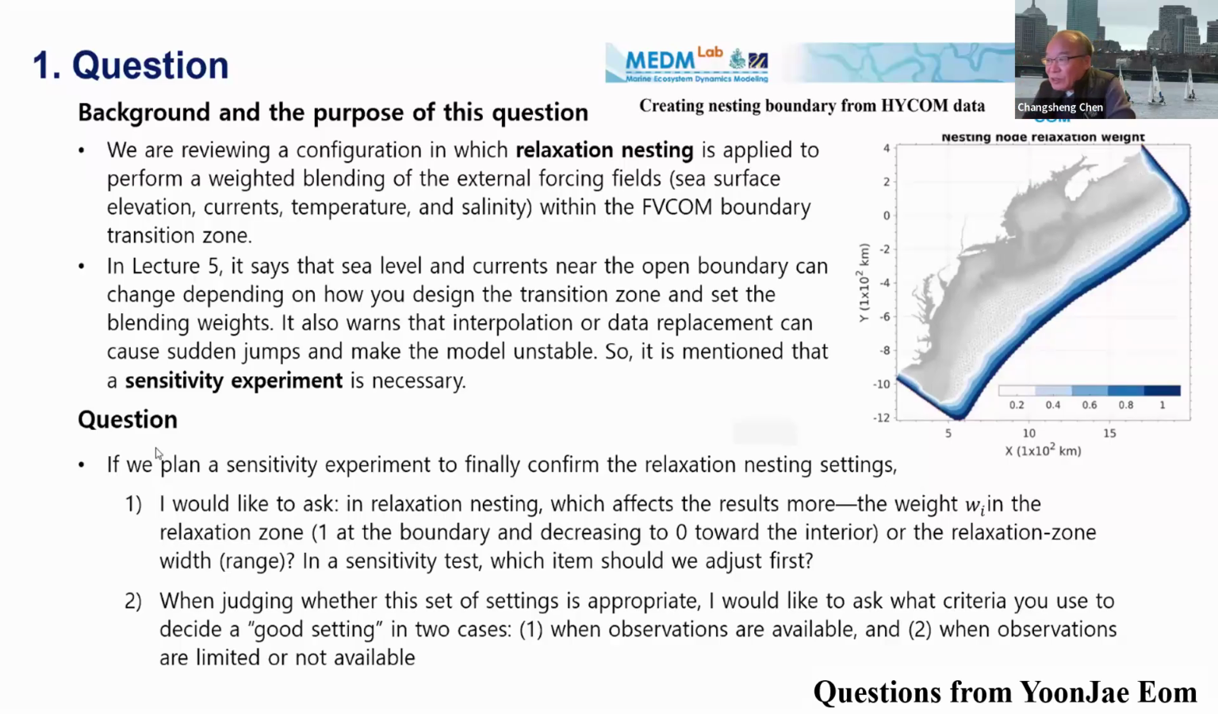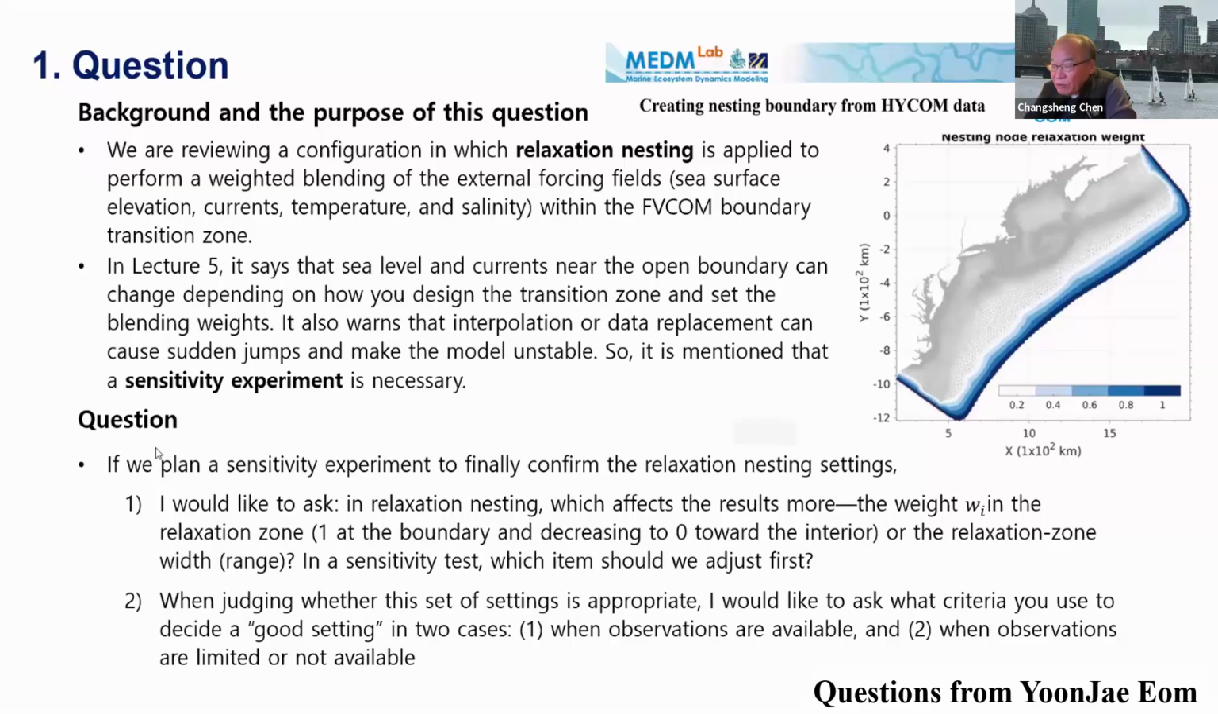So that's question two: you ask about the criteria for a good fit, when observation data is available and when it is limited or not available. If I understand correctly, you want to ask: you have so many boundary conditions, the nesting boundaries, so which one should you use? That's your question. Yes. I don't have a single criterion for you to depend on.